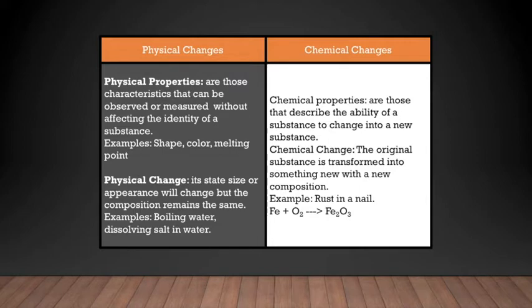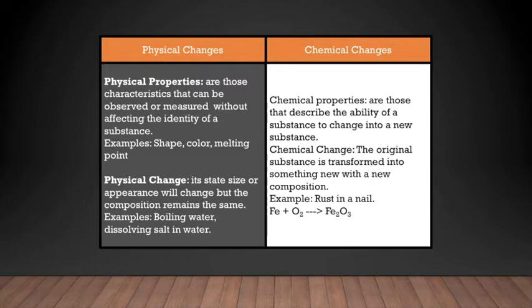On the other hand, chemical changes. Chemical properties are those that describe the ability of a substance to change into a new substance. The chemical change involves that the original substance is transformed into something completely new, with a new composition.